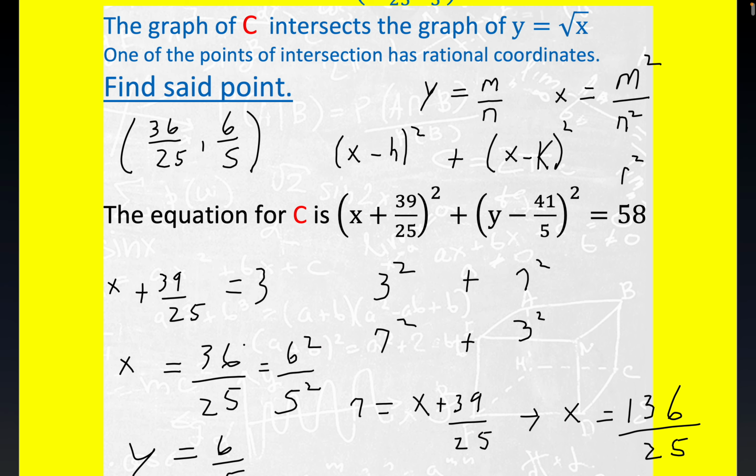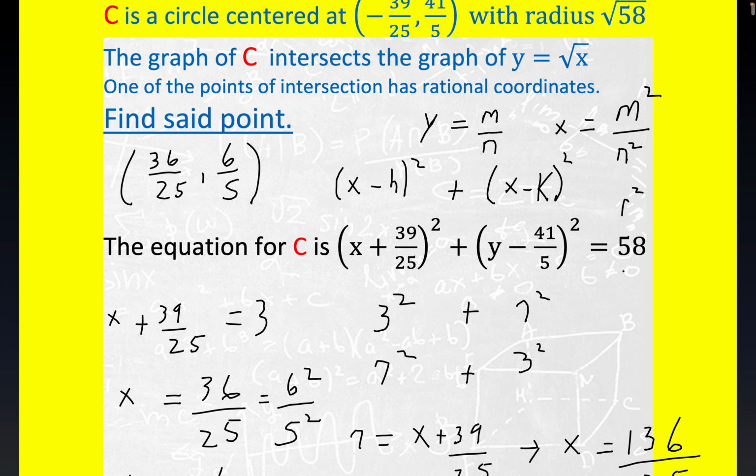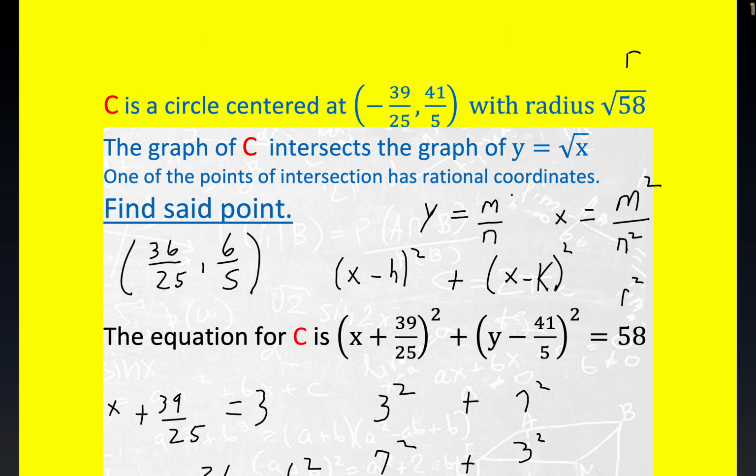And I guess also, if 58 had been too big, it would have been possible to write this in more ways than just 3 squared plus 7 squared. And that was important. Otherwise, you'd have to check them all. 1 squared leaves 57. 2 squared leaves 54. 3 squared works. 4 squared doesn't work. 5 squared doesn't work. 6 squared is 36, and we'd need 22. So 3 squared and 7 squared is the unique way to sum two integer squares to give you 58 and maintain the rational coordinates. Okay, that's it. Thanks for viewing.